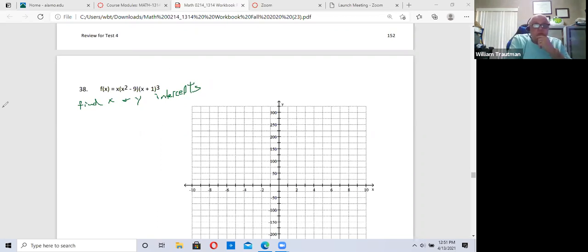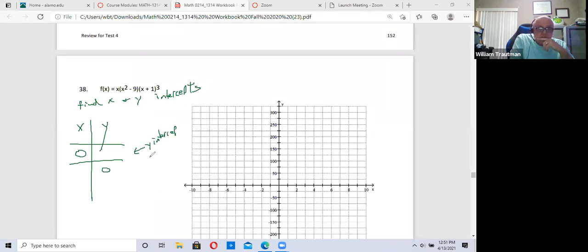Now, if you remember from a previous test, to find the X and Y intercepts, I always write a t-table. I put a 0 in the X, I put a 0 in the Y. When you put a 0 in the X, that's the Y intercept. When you put a 0 in the Y, that's the X intercept. So first I'm going to put a 0 in the X and see what I get.